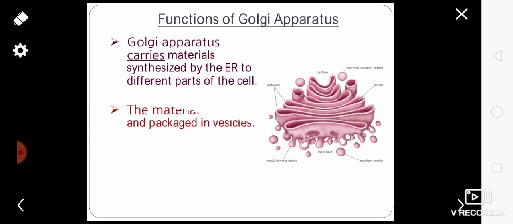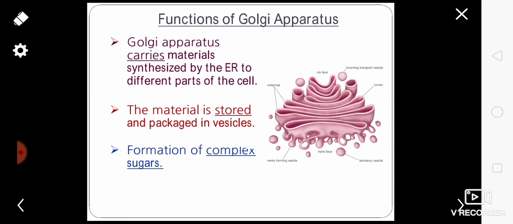And second function is they also store these materials which are produced by endoplasmic reticulum, proteins and lipids, and they are stored inside the vesicles of Golgi apparatus. And the third function is it is helping for the formation of complex sugars. It is helping for the synthesis of complex sugars.